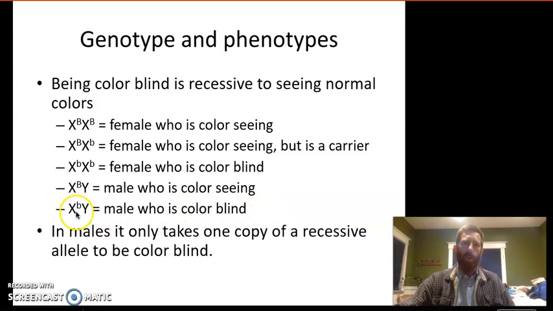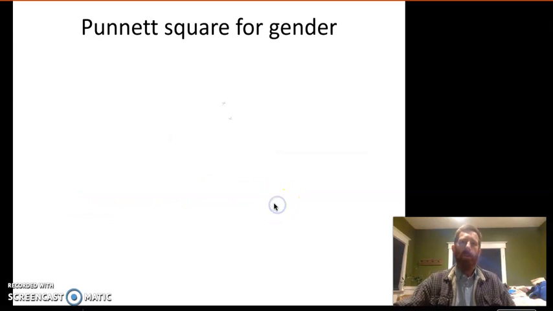So it only takes one copy of a recessive allele. In males, it only takes one copy of a recessive allele to be colorblind. So that's why males are more often colorblind than females.